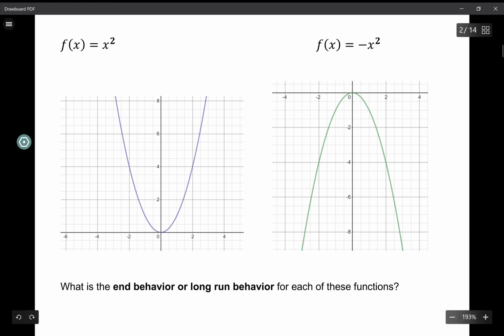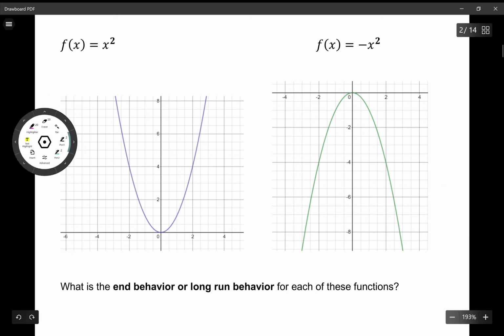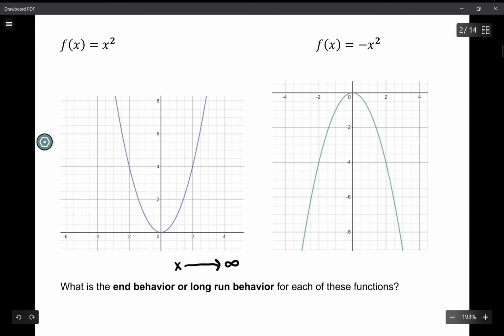If we let x get really big, so as x moves this way, getting bigger and bigger, even as x goes to infinity, what happens to the function? Well, x at 0 is 0, at 2 it's 4, at 4 it's 16. We know how this works. As x gets bigger, f of x also gets bigger, all the way to infinity. As x goes to infinity, the function goes up to infinity.